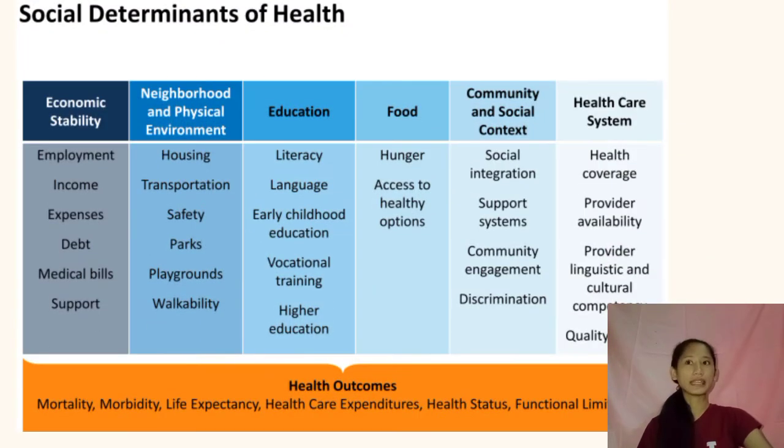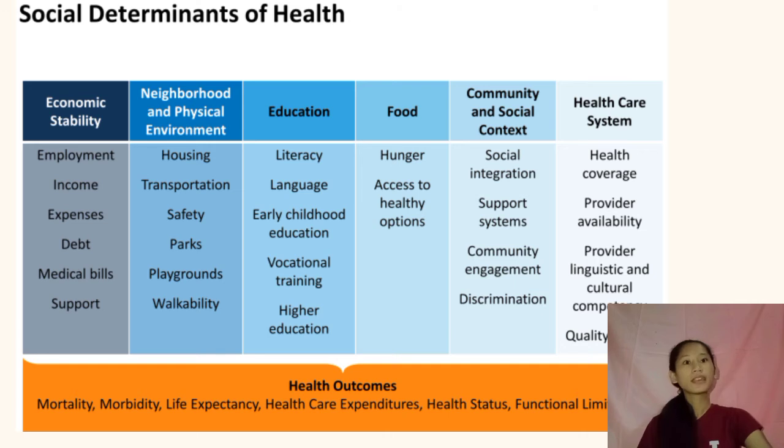In economic stability, these include employment, income, expenses, debt, medical bills, and support. In neighborhood and physical environment, these include housing, transportation, safety, parks, playgrounds, and walkability. For education, these include literacy, language, early childhood education, vocational training, and higher education.